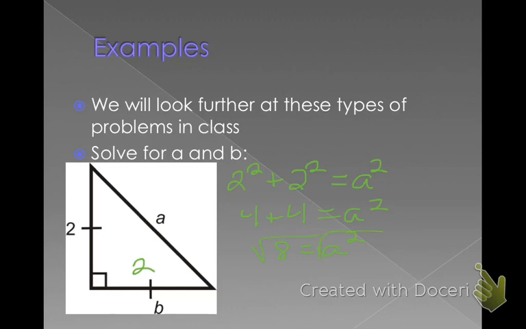I take the square root of both sides, and now I'm going to reduce this 8. So that breaks down into the square root of 4 times the square root of 2, which reduces to 2 root 2, which is A.